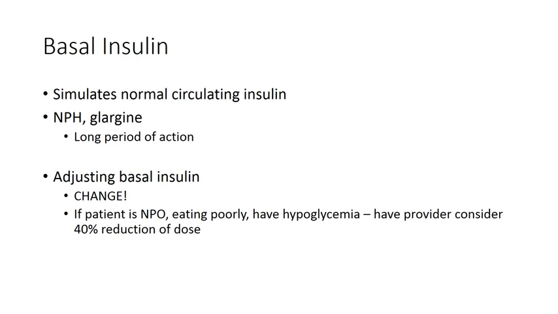There are some changes with basal insulin. Like I mentioned before, it simulates normal circulating insulin, and NPH and glargine are the drugs that you'll give. It has a long period of action, and you need to know the duration of these drugs. Where it's a little different is that now they're recommending that nurses can call the provider under certain conditions. If the patient's NPO, if they're eating poorly, or if they have hypoglycemia, have the provider consider a 40% reduction of the basal dose.